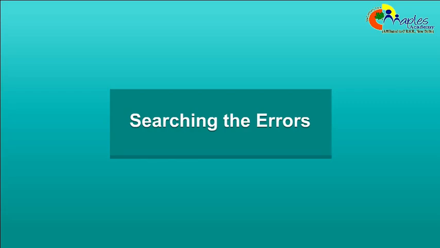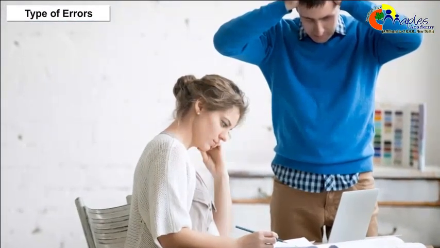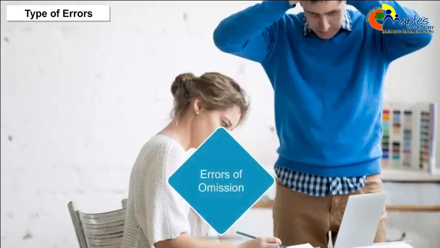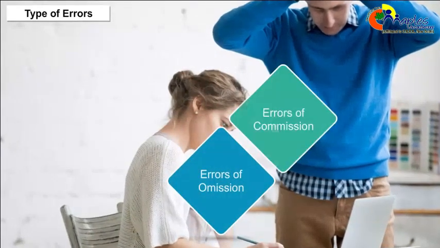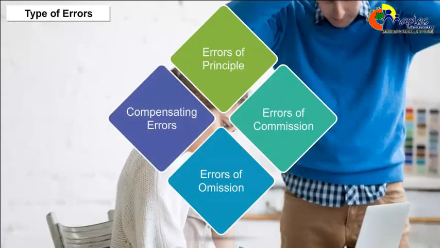Searching the errors. Type of errors. 4 types of errors are listed below. Errors of omission, errors of commission, errors of principle, compensating errors.